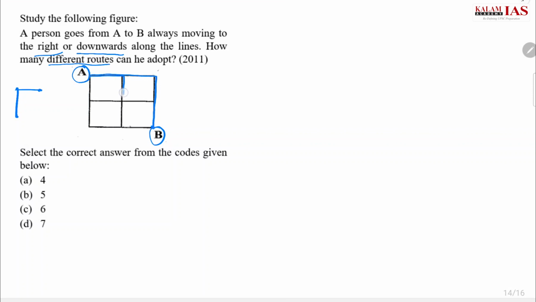He can go this way. He can go first southwards, then this. He can also go this. He can also go like this and this. So you can see there are multiple ways. Let's plot them separately. First is going like this and this. This is the first method. Second is like this. This is the second method.